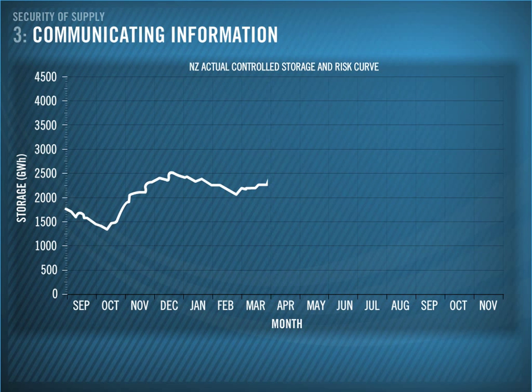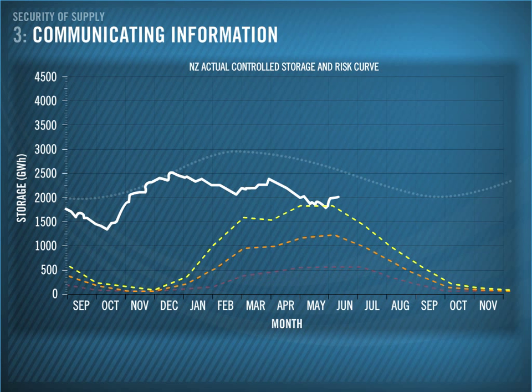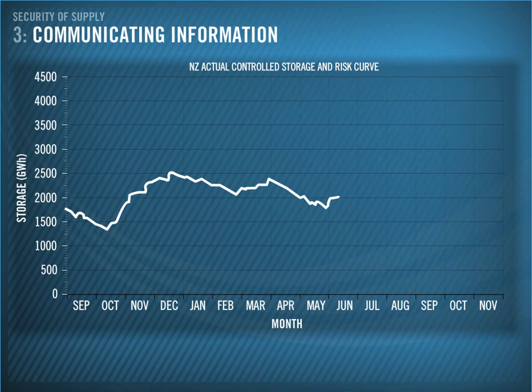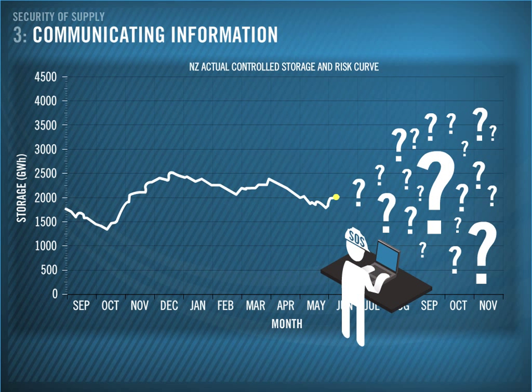This line shows New Zealand's current hydro storage level measured in stored electrical power, or gigawatt hours. This line shows the mean hydro storage level. These curves indicate our chance of electricity shortage. Let's see how these curves are calculated. Current hydro storage level by itself doesn't have any predictive power. So how do we forecast future hydro storage?